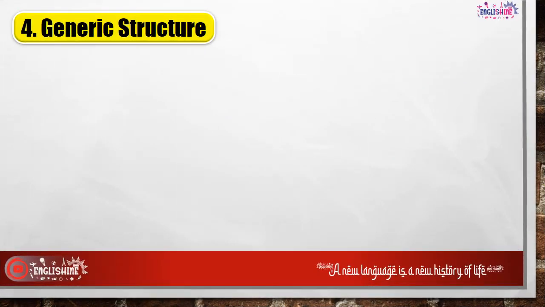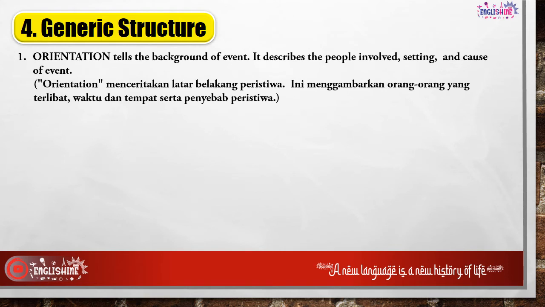Now we talk about number 4. That is generic structure. 1. Orientation. It tells the background of event. It describes the people involved, setting, and cause of event.